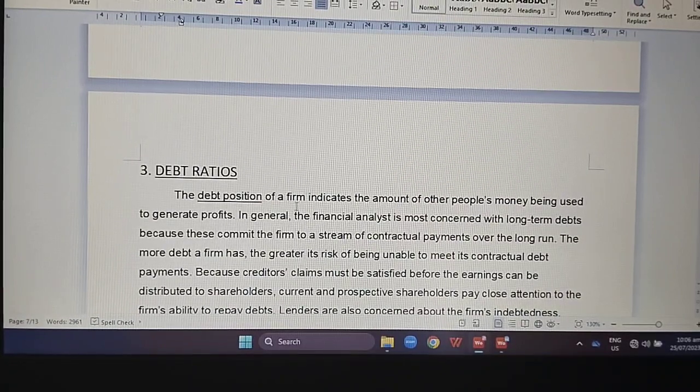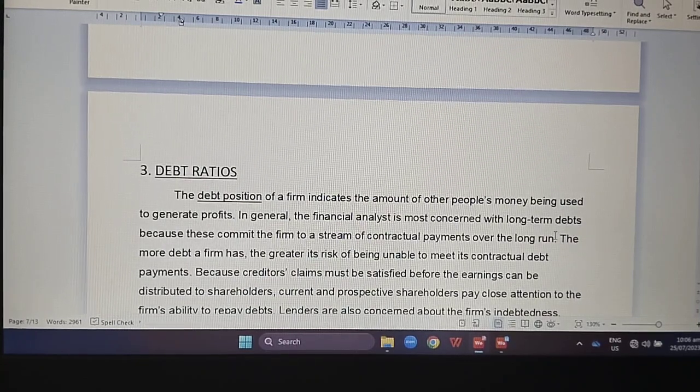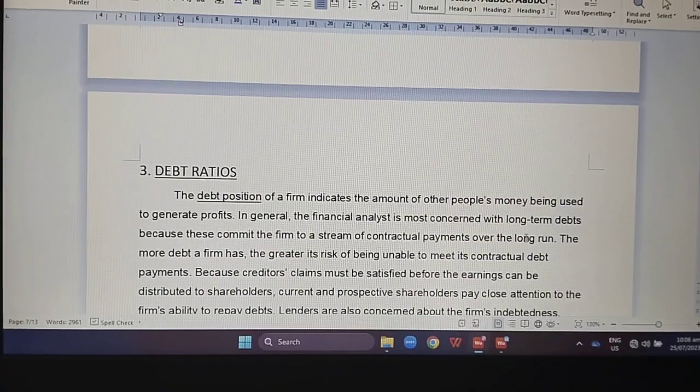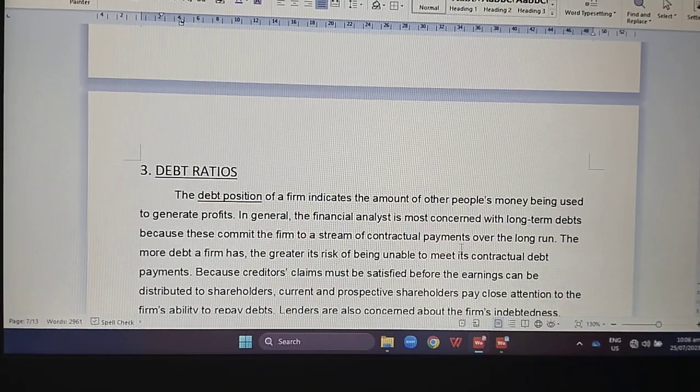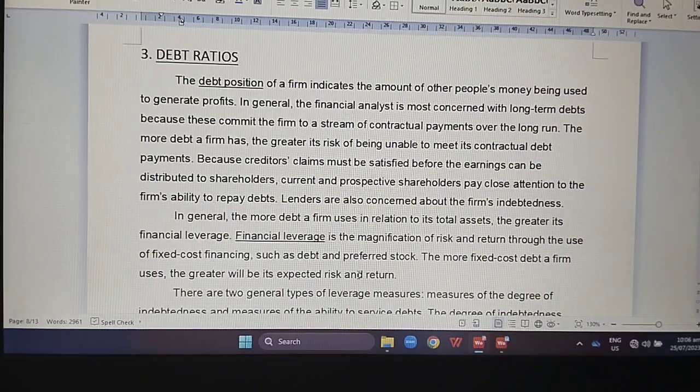The debt position of a firm indicates the amount of other people's money being used to generate profit. In general, the financial analyst is most concerned with long-term debts because these commit the firm to a stream of contractual payments over the long term. The more debt a firm has, the greater its risk of being unable to meet its contractual debt. So, ano ba ibig sabihin?